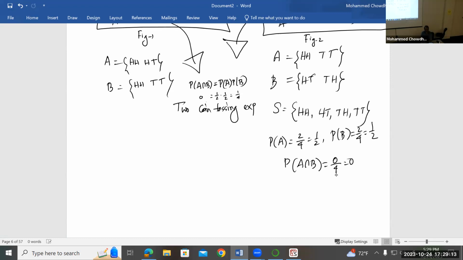Is 0 equal to 1/4? No, right? Left hand side and right hand side are not equal. So that means this is not. 0 is not equal to 1/4. Are you understanding?